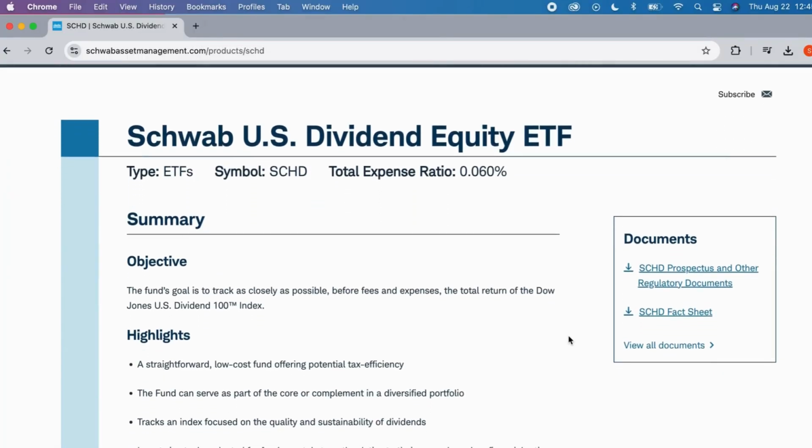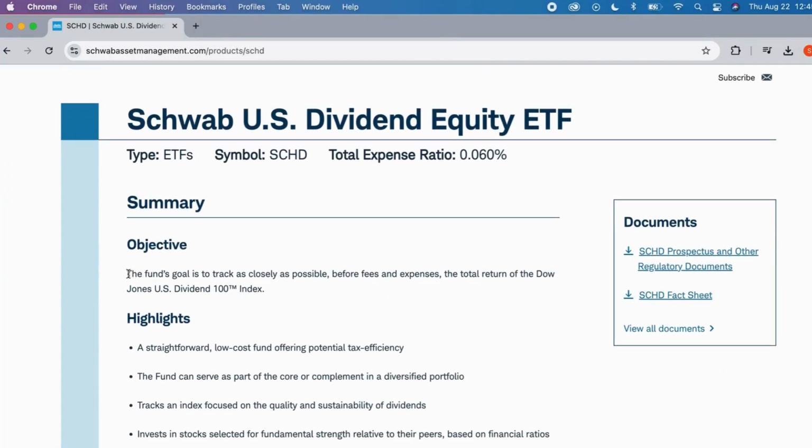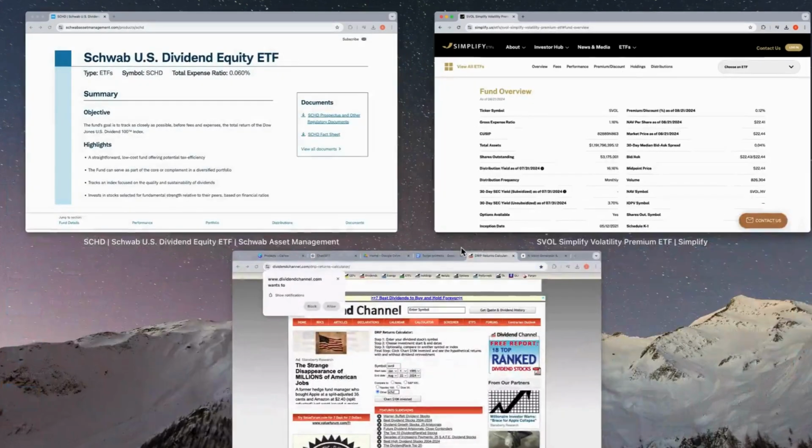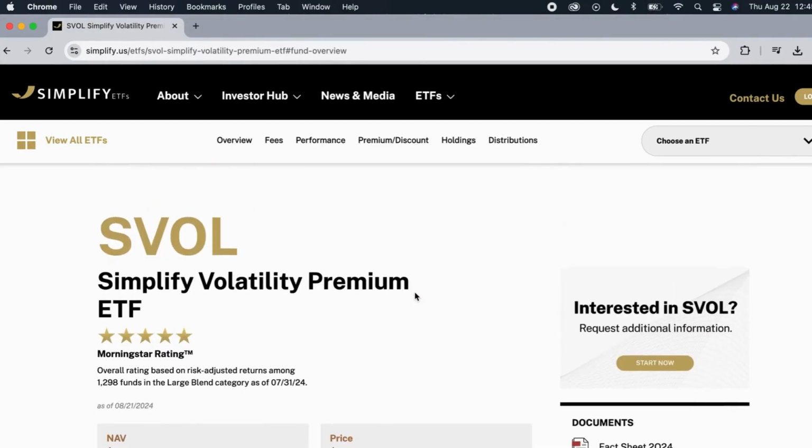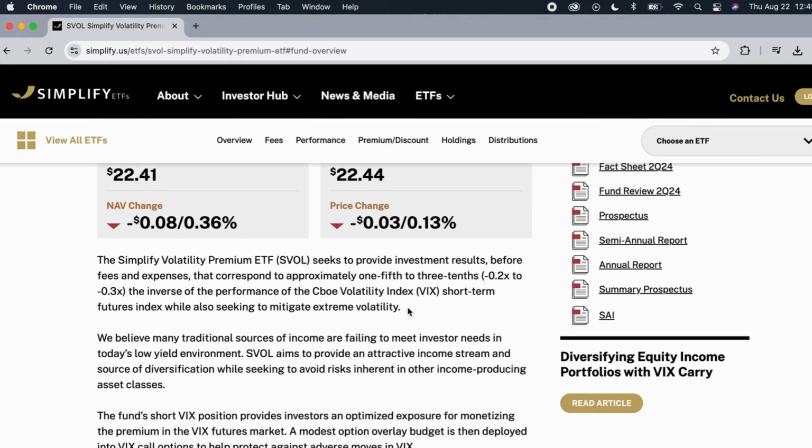SCHD, the Schwab U.S. Dividend Equity ETF, is designed to track the performance of high dividend yielding U.S. stocks. Its primary objective is to provide investors with exposure to quality dividend-paying companies, focusing on sustainability and consistency in returns. On the other hand, SVOL, the Simplified Volatility Premium ETF, aims to provide monthly income by selling volatility, specifically by holding short positions in VIX futures. SVOL is designed for those seeking to capitalize on volatility while earning a high yield, but it comes with a higher level of risk due to its strategy.